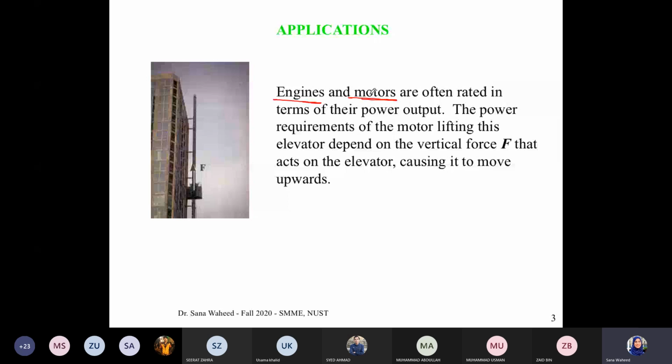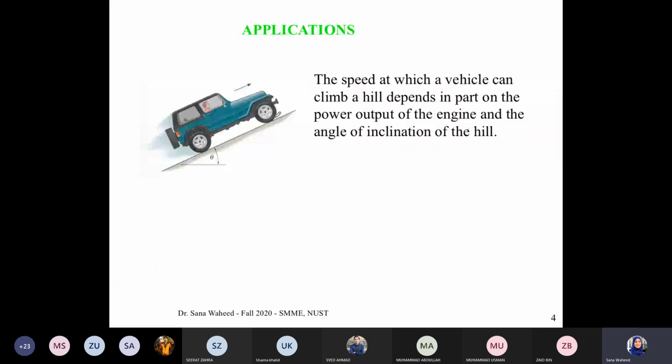So one example is, again, your motors and engines. Let's see if I've got another example. Yes, so again, this is an example of a car which is going up. The property of interest to us is actually not just the total work which the engine can provide, but whether the engine is able to provide that work in a particular required time or not. So whether this car will be able to climb up the hill or not depends on the rate at which the energy or the work is being done by that engine. Okay, so this is what we're going to be discussing today.